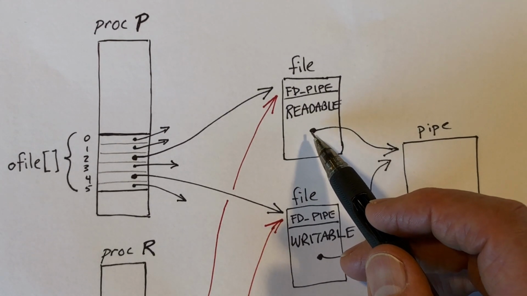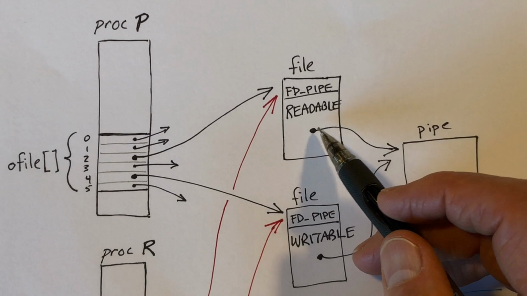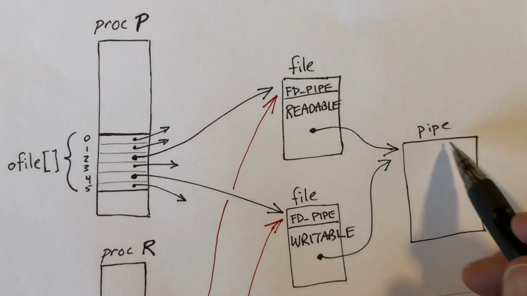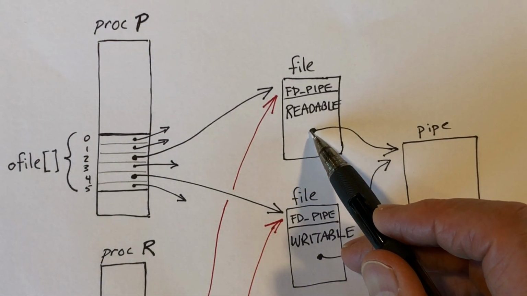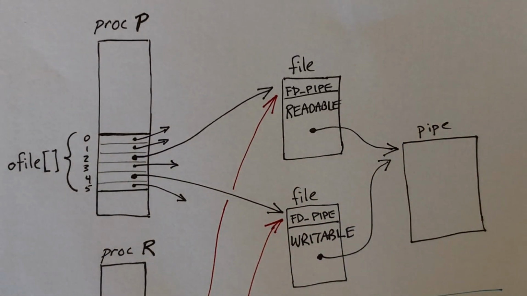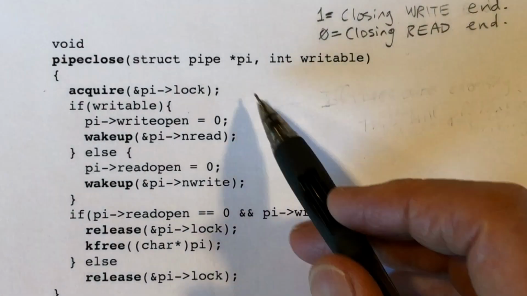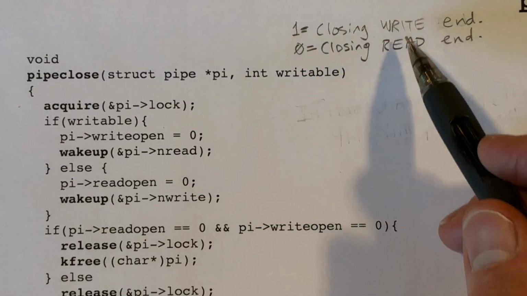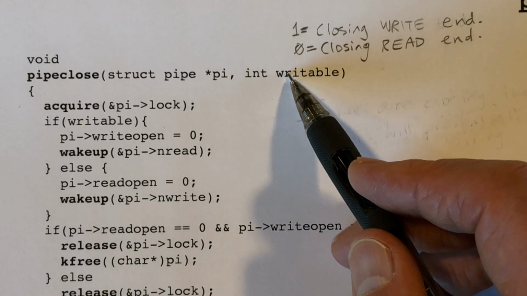And at that point, we need to return the file object to the free pool and eliminate this pointer here. And so at that point, we will call the pipe close function on this object here. So whenever we close the read end or close the write end, we will call this pipe close function. So let's take a look at it. It is passed a pointer to the pipe structure and a flag to indicate whether we are closing the write end or the read end. And so that's this argument here.